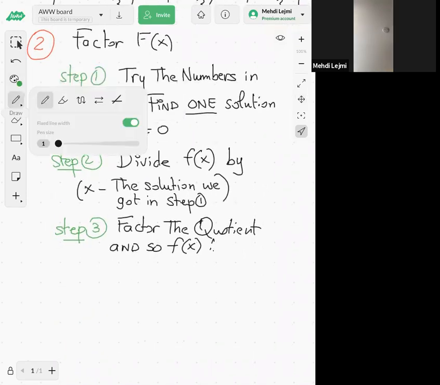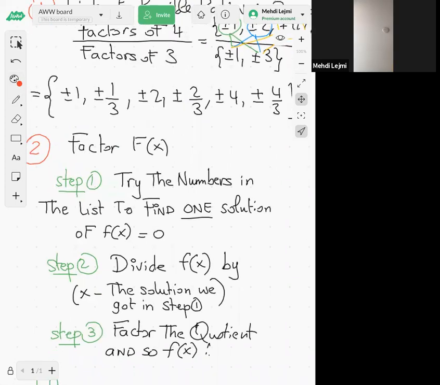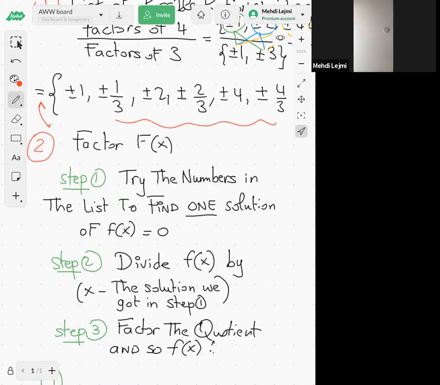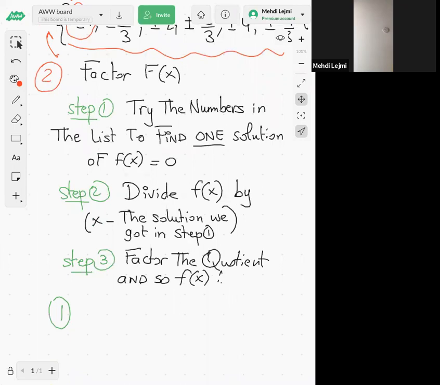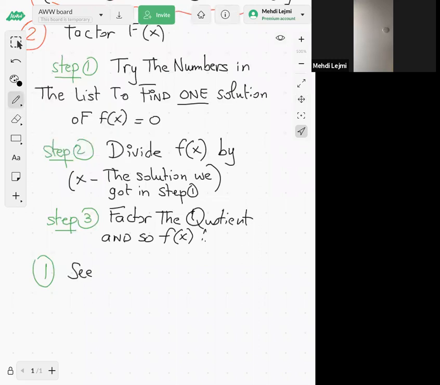So here's my list. The first number in the list, of course, you have positive and -1. I'm going to see if positive 1 or -1 are solutions of f of x equal to 0. So let's try +1. To see if +1 is a solution, all you have to do, guys, is plug +1 in the function f and see if you get 0. If you get 0, then that will be a solution.